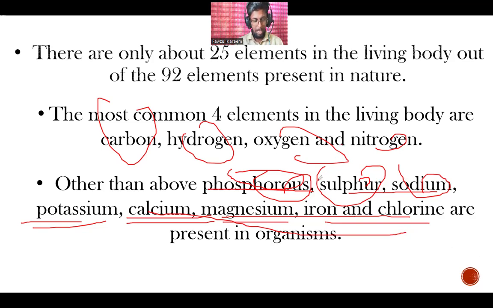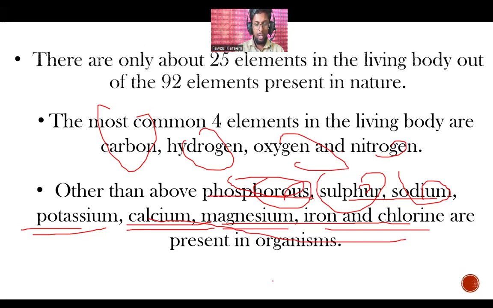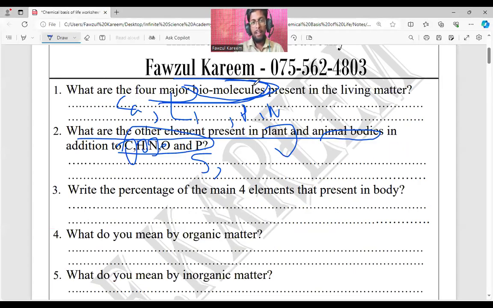So we have discussed the second question also. When I discuss all those questions, you can write the answer. Hayar Ahmad is requesting: write the percentage of the main four elements. Can you say the percentage? How many percentage carbon is there? How many percentage hydrogen? How many percentage oxygen and how many percentage nitrogen?